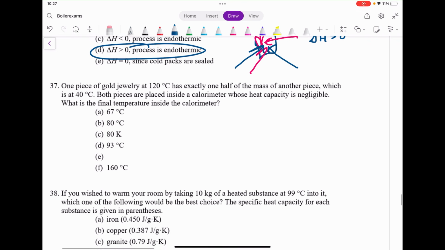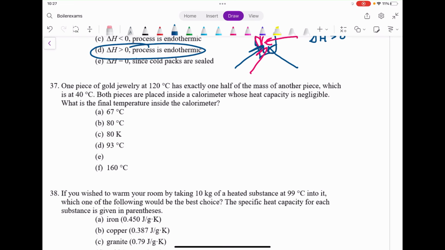Perhaps. 37. One piece of gold jewelry at 120 degrees Celsius has exactly 1/2 the mass of another piece, which is at 40. Both pieces are placed inside a calorimeter whose heat capacity is negligible. What is the final temperature inside the calorimeter?